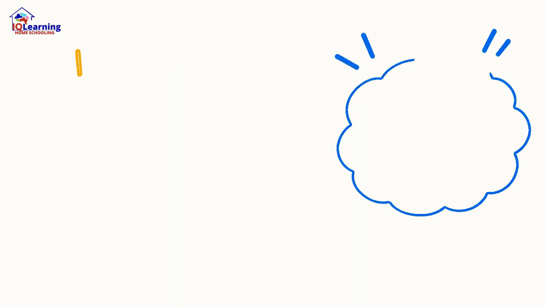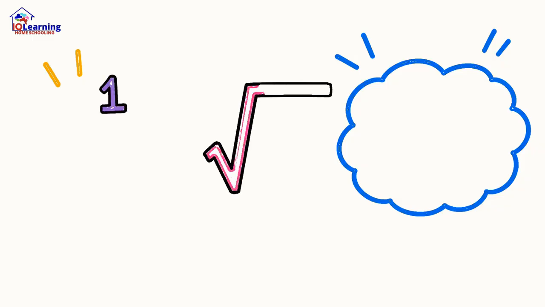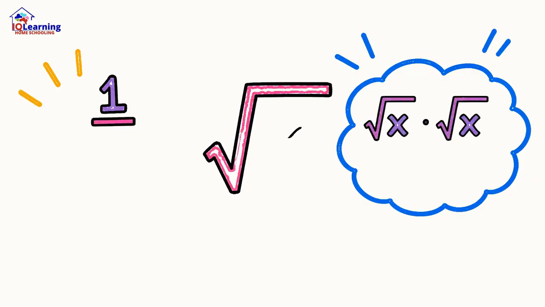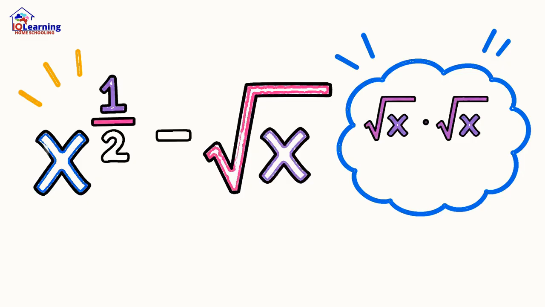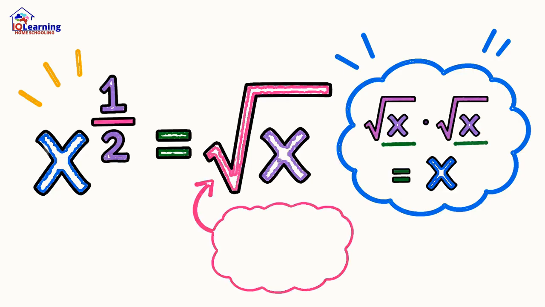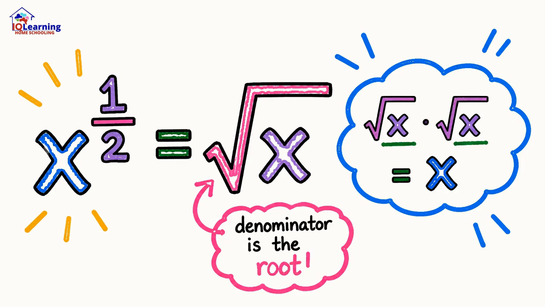The final piece of the puzzle is fractional powers. What is x to the power of 1/2? Well, if we multiply it by itself, the addition law says we should get x to the power of 1. The only thing that multiplies by itself to give you x is the square root of x. So fractional powers are just a clever way to write roots. The denominator of the fraction is the root.